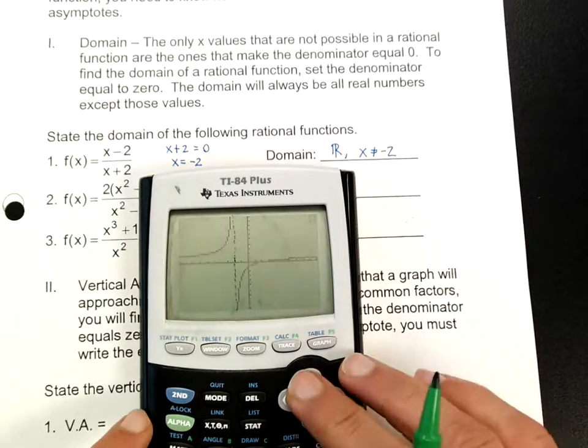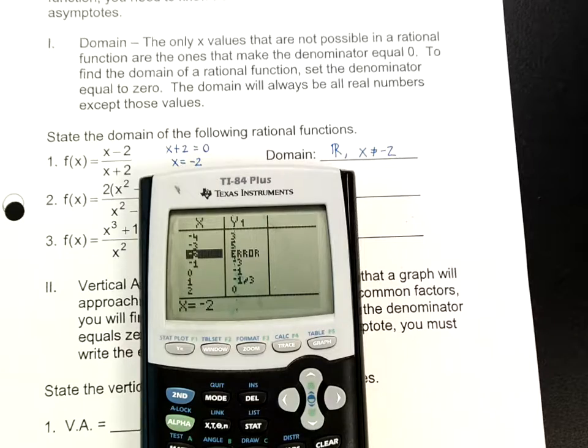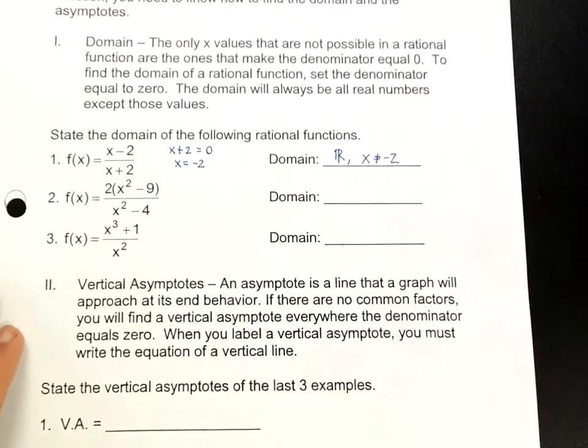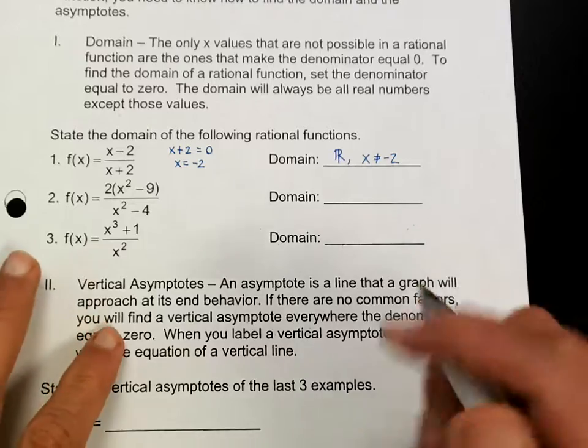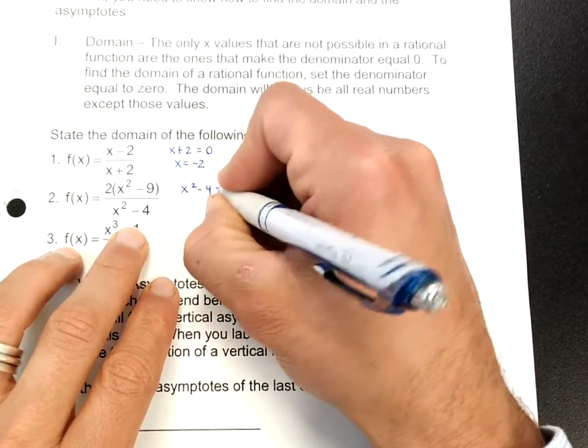As a matter of fact, if you go to the table and you go to -2, notice that it says error right there. So that's it. That's all you're doing for the domain. For the next few, that's all you're doing. We're going to just set the denominator equal to 0, and we're going to solve for it.